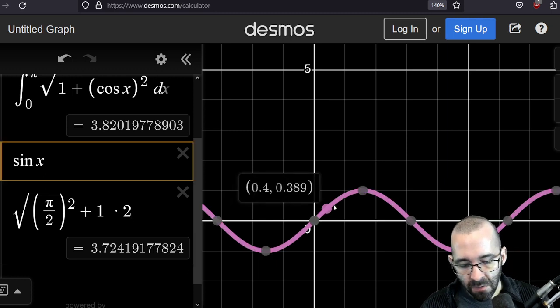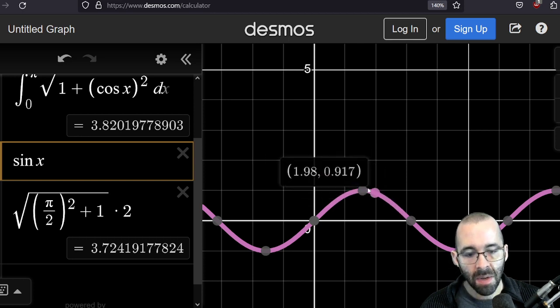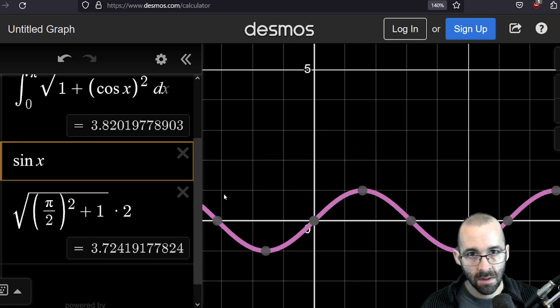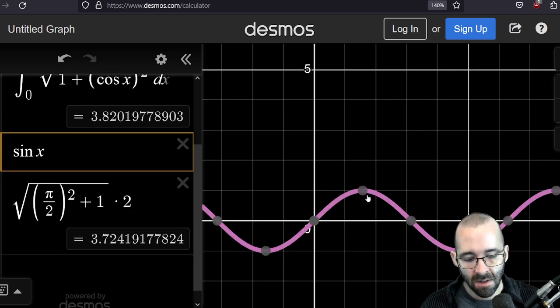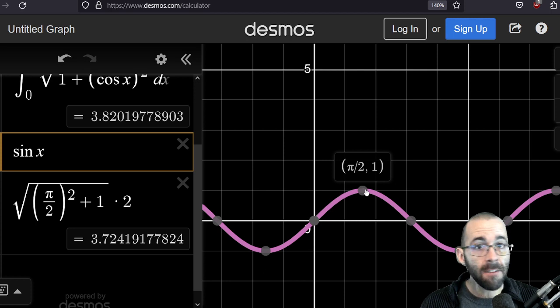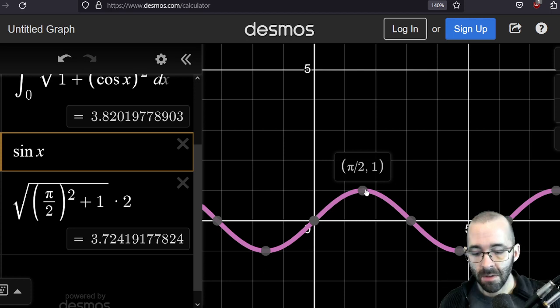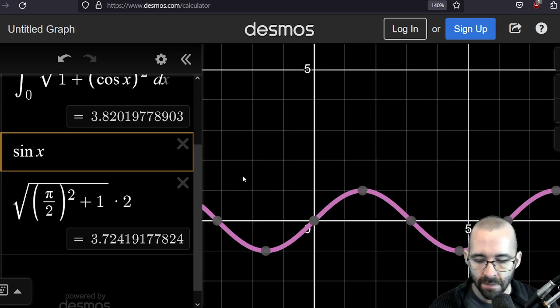But if we actually wanted the full arc length, it's going to be a little bit bigger. And in fact, it will always be a little bit bigger. No matter how many pieces we use, 2 pieces here, 3 pieces, 4 pieces, any function, our approximation with lines will always be smaller than the true value.